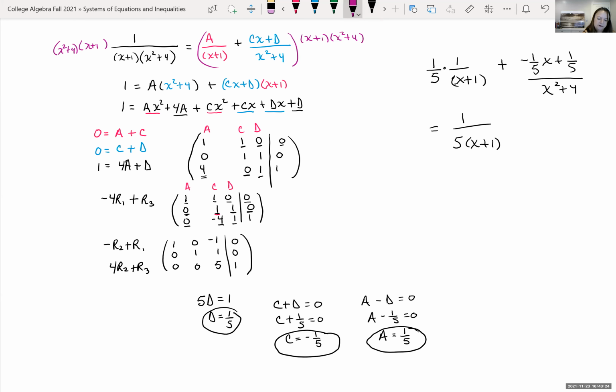If we factored out a -1/5 here, that would be times x minus 1 on the numerator. So let's pull out a -1/5 all times x minus 1 all over x squared plus 4.